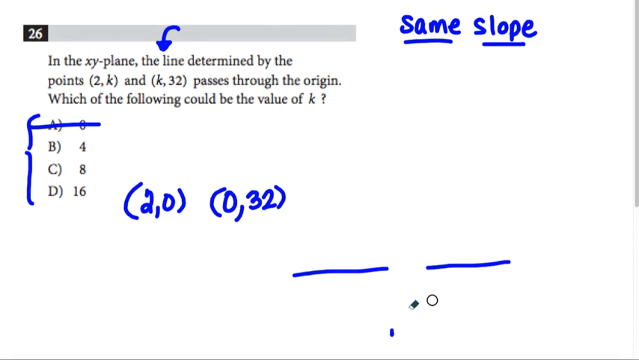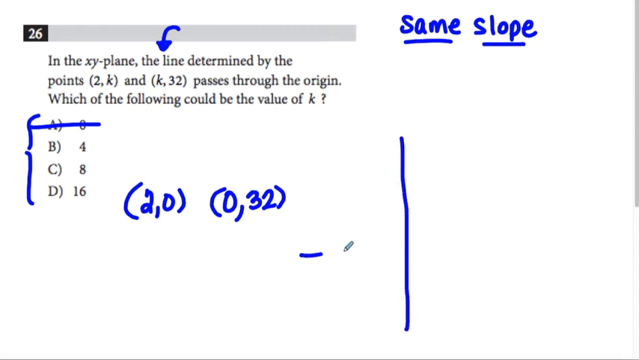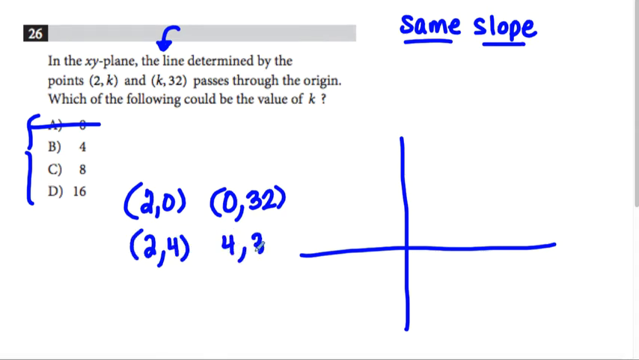Let's think this through if I'm looking at the graph. I could use my calculator to graph these points as well, but let's look at if it were 4. That would give me (2, 4) and (4, 32). So let's think about these numbers. 2, 4, right here, and 4, 32 is up here. Now, legitimately, that might be able to pass through the origin. My graph is really off.